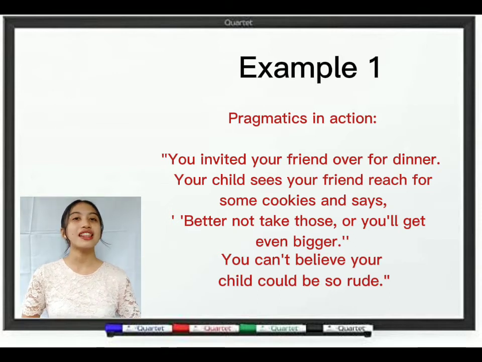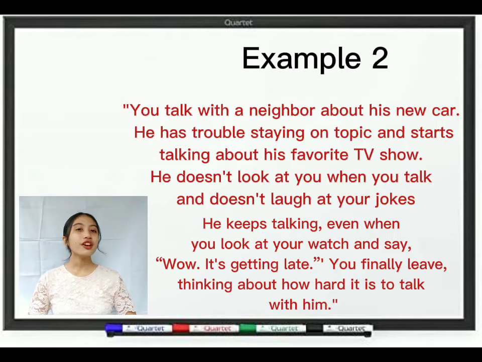The first sentence in this explanation refers to the semantics, the literal meaning of the sentence. The second and third refer to the pragmatics, the actual meaning of the words as interpreted by a listener based on social context. Another example is when you talk with a neighbor about his new car.